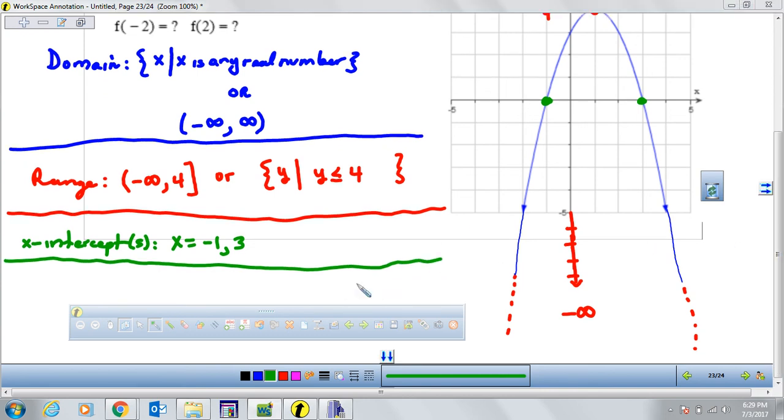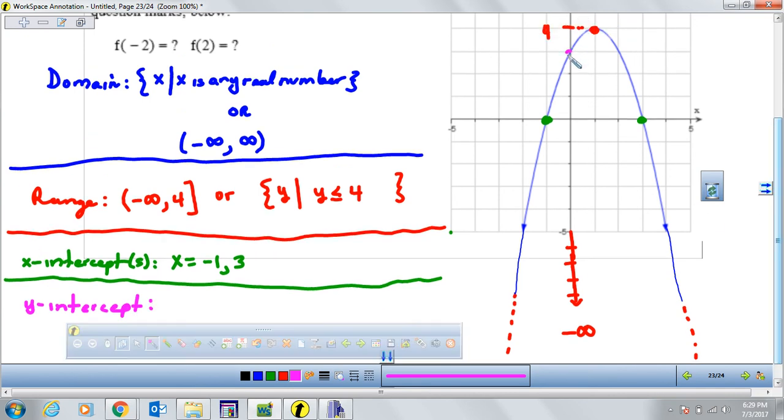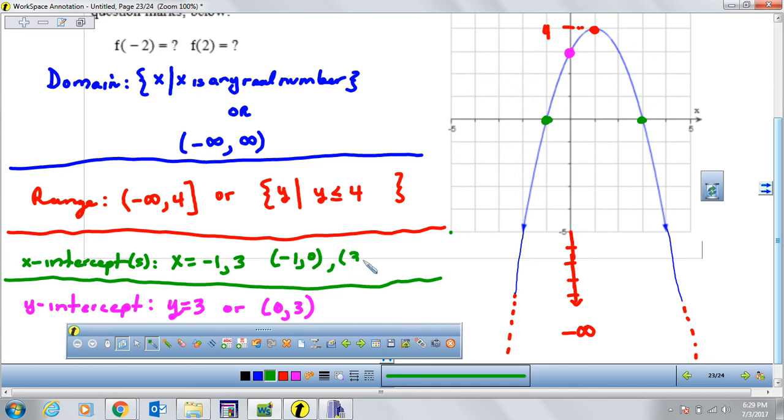The next one. Now letter D. For letter D, we're going to find the y-intercept. What does it mean by the y-intercept? The point where the graph crosses the y-axis. So this graph crosses the y-axis right here at y equals 3. Or we can also say the point (0, 3). Also for the x-intercept, we can say x equals -1 and 3, or we can say the points (-1, 0) and (3, 0). Okay, so we can say it in either way.